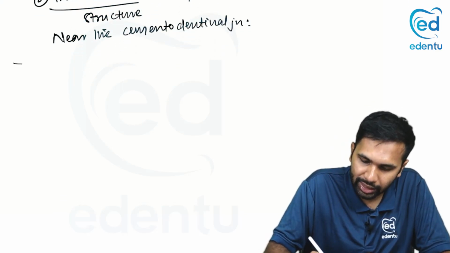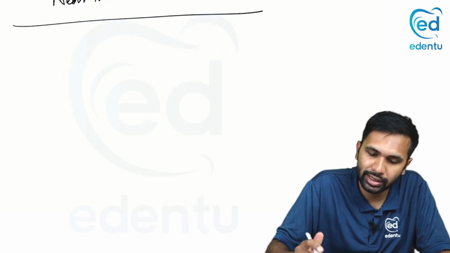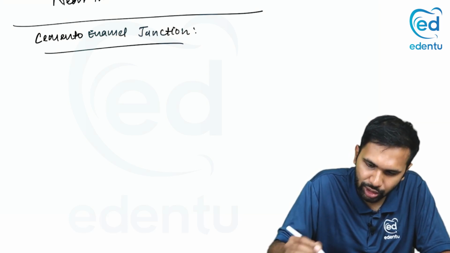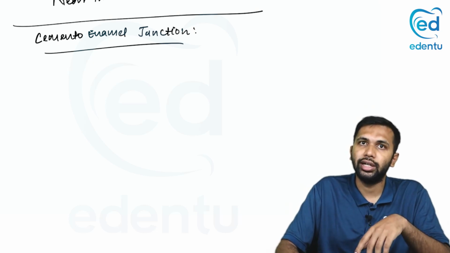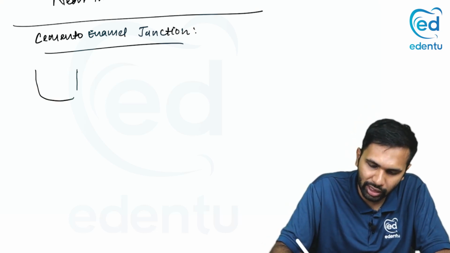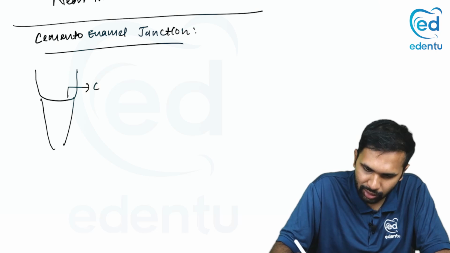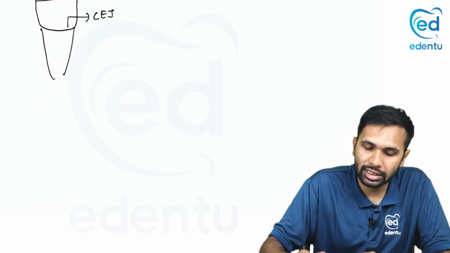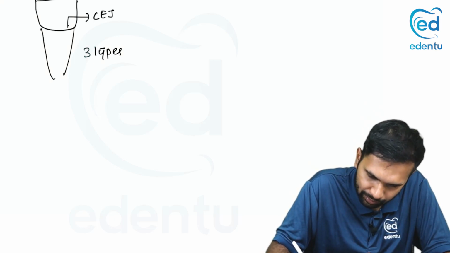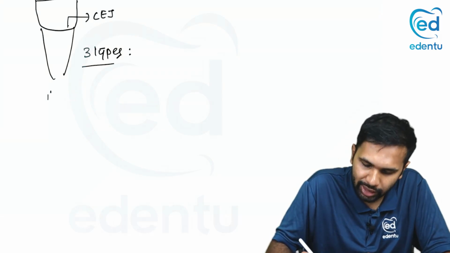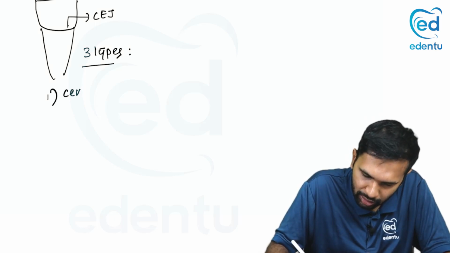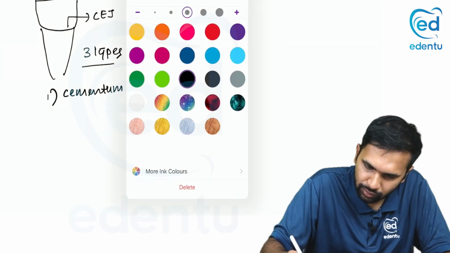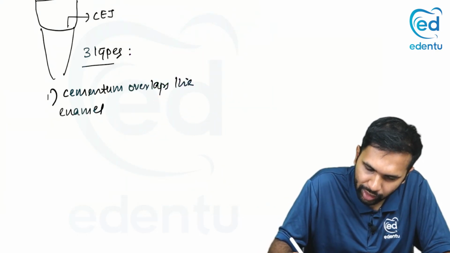Alright. The next topic in cementum is your cemento-enamel junction. This cemento-enamel junction, as the name suggests, is the junction between the crown and the root. What I want to teach you all is that the cemento-enamel junction is of three types. The first type is when the cementum overlaps the enamel.